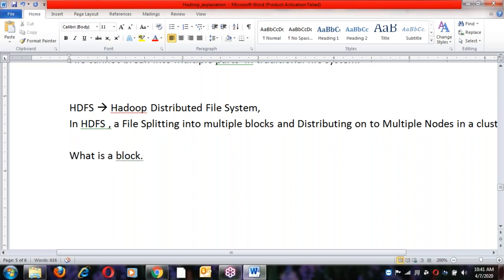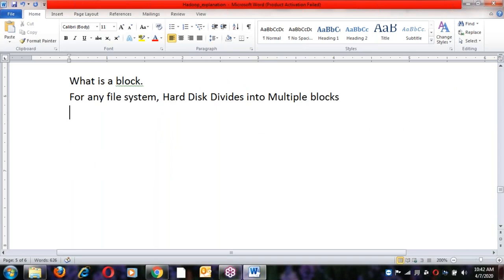For any file system, the hard disk is divided into multiple blocks. So what is a block? Let us see that. The file system may be HDFS or a traditional file system like Linux or Windows. In any case, whether traditional file system or HDFS, the hard disk divides into multiple blocks. Let us see what a block is here. The disk is divided into multiple blocks.